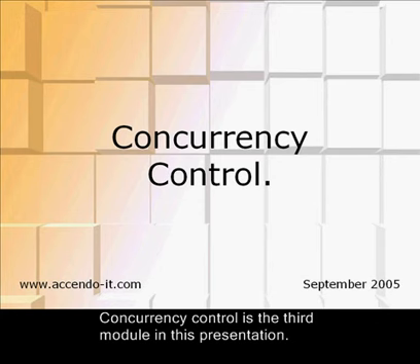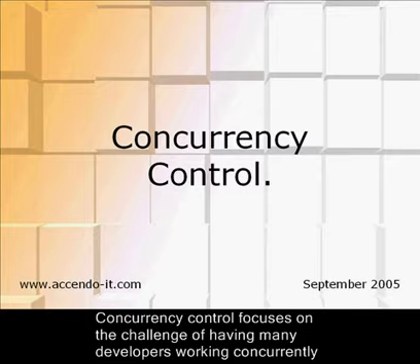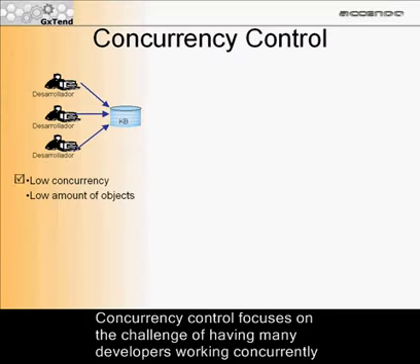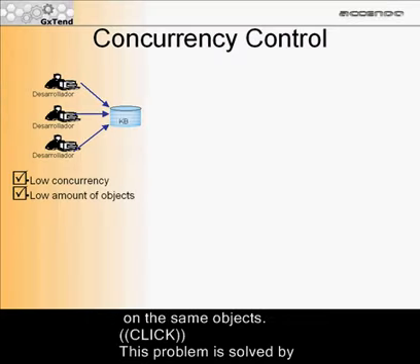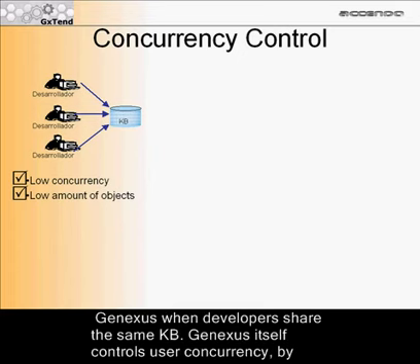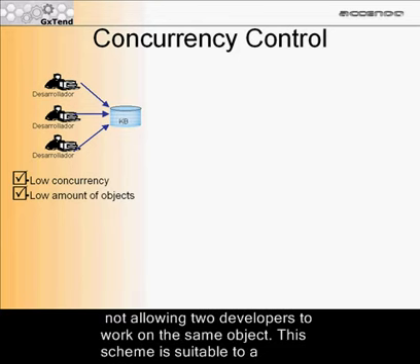The concurrency control module focuses on the challenge of having many developers working concurrently on the same objects. This problem is solved by GNexus when developers share the same KB. GNexus itself controls user concurrency by not allowing two developers to work on the same object. This scheme is suitable to a scenario with low concurrency and low amount of object.